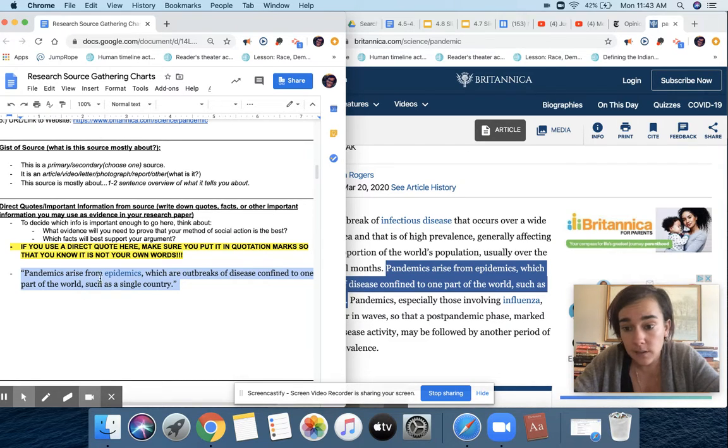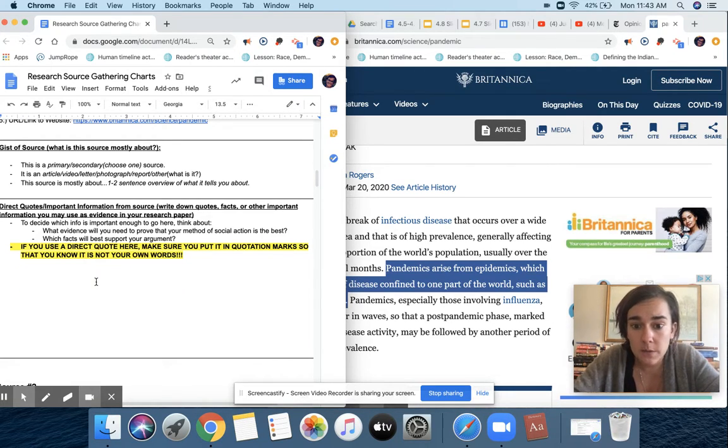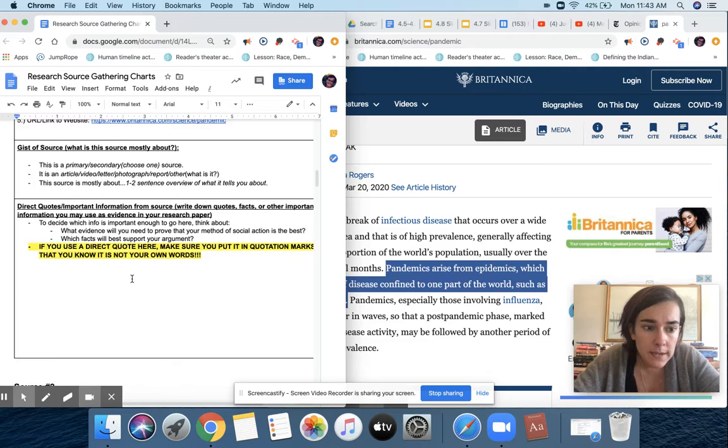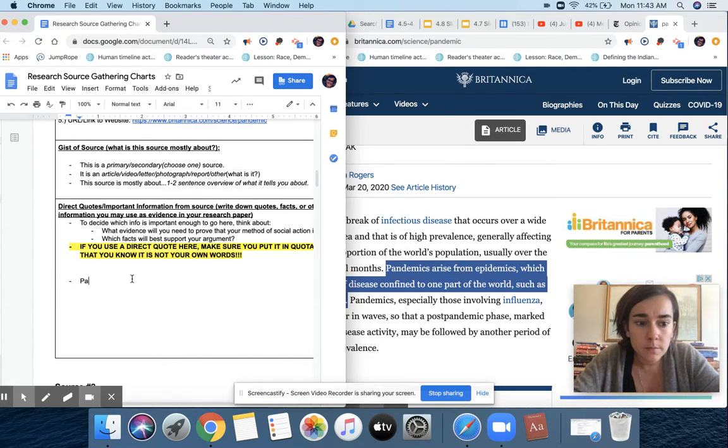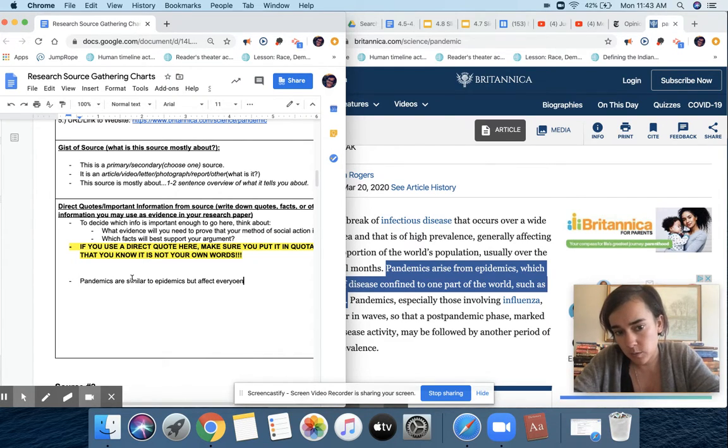If you do not do that, you are very likely to accidentally plagiarize, accidentally basically cheat, because you're going to forget that it's a direct source. It's happened to almost everyone when doing research at some point. So it's really important, put it in quotation marks so you know it's a direct quote. Okay? And then if it's your own words, if I was summarizing that and I was saying, pandemics are similar to epidemics, but affect everyone, right? That's my own words. It just says something similar. Then I don't have to put it in quotation marks.